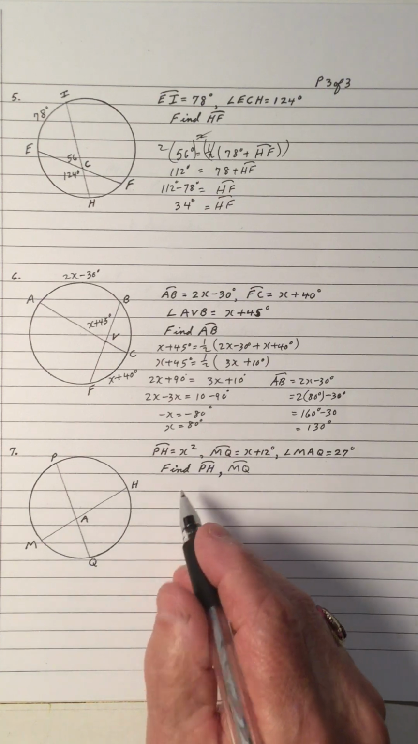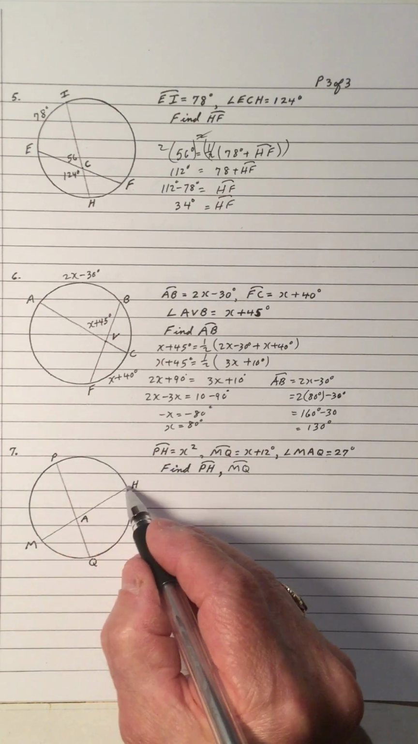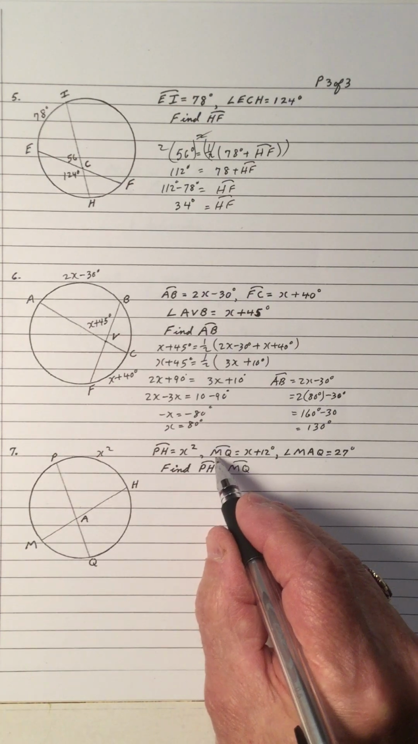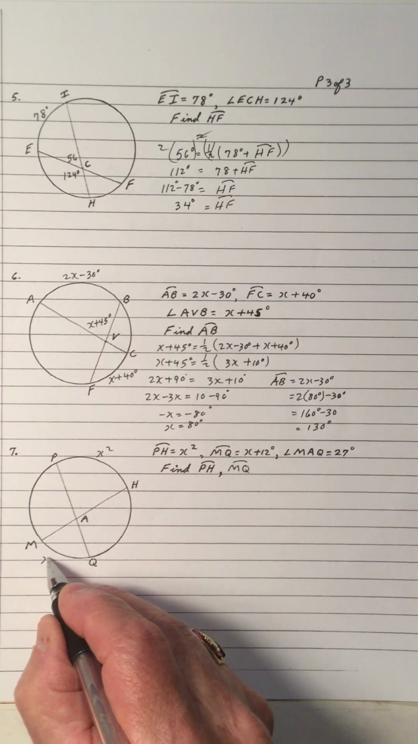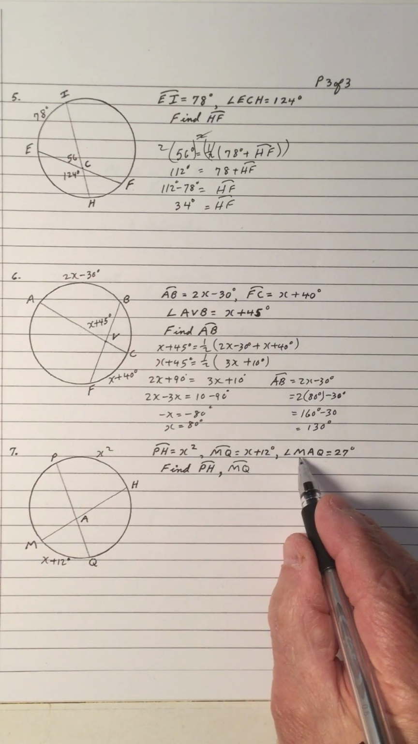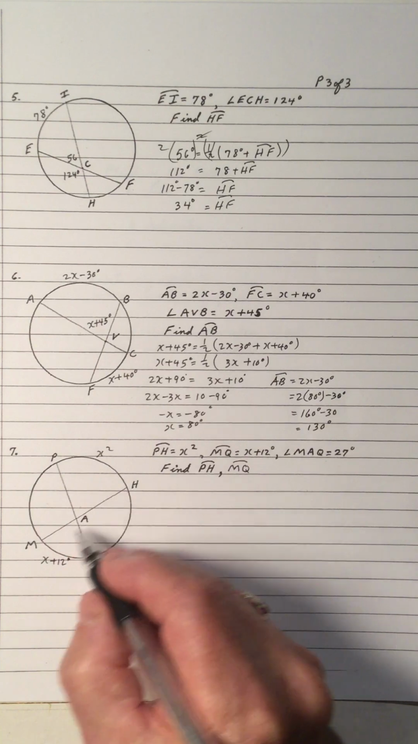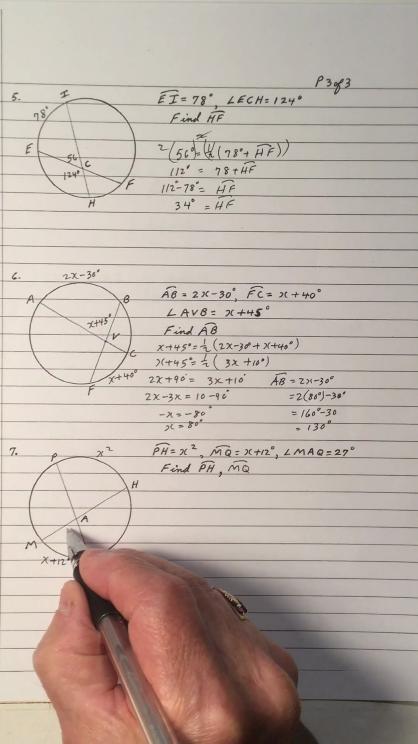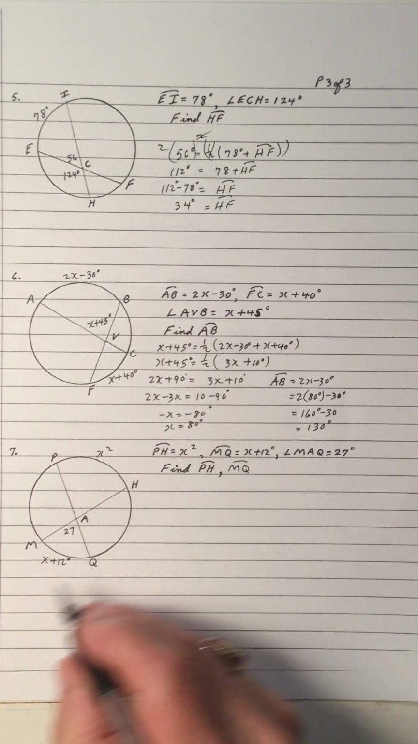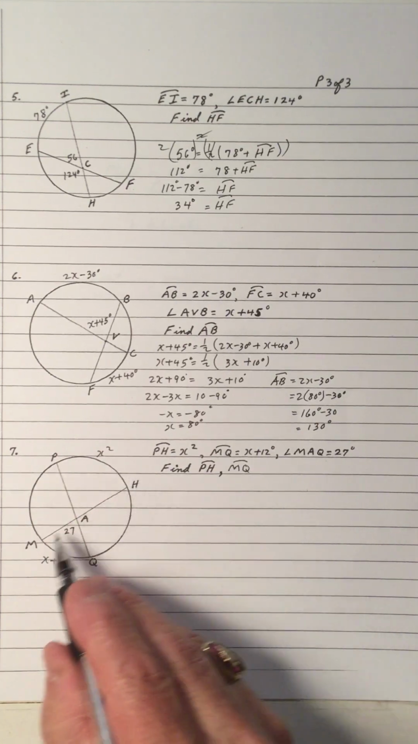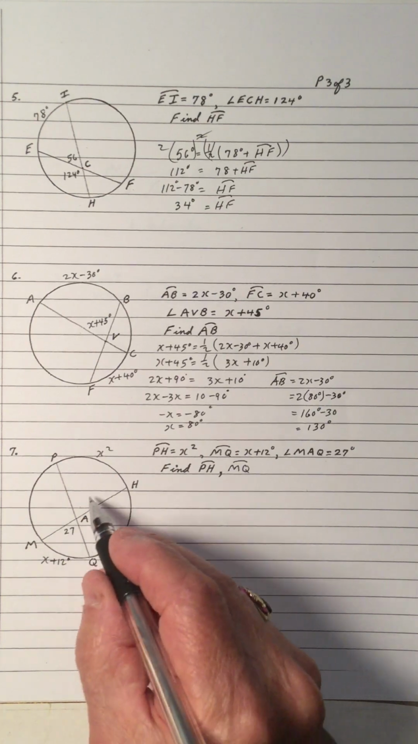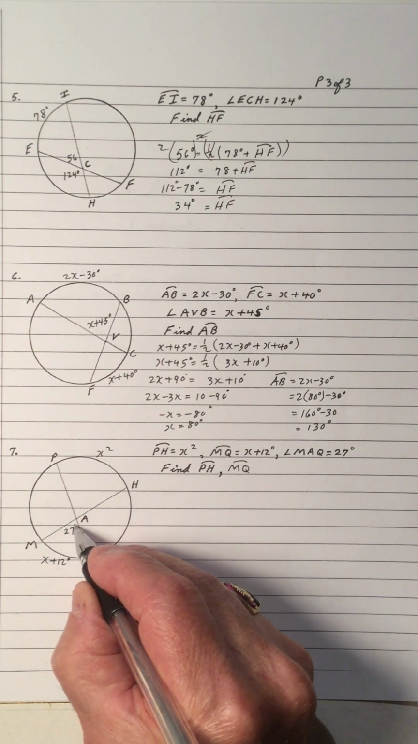Let's see. The arc PH is x squared. The arc MQ is x plus 12 degrees. The angle MAQ, so this angle is 27. And it says find the measure of the arc PH and the arc MQ. So again, this is the angle of 27 degrees.